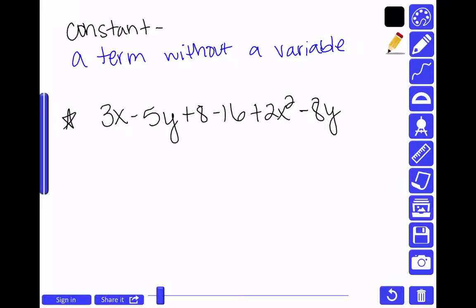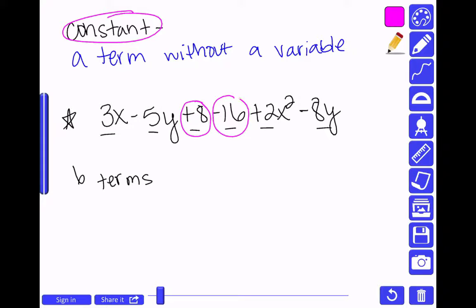So within this expression, I have 1, 2, 3, 4, 5, 6 terms. There are 6 terms here. Of those 6 terms, there are 2 constants. Plus 8 is a constant and minus 16 is a constant. Why? Because they do not have a variable. In other words, that plus 8 is always going to be a plus 8. There's not a variable that could change the value of that term. The same with the minus 16.